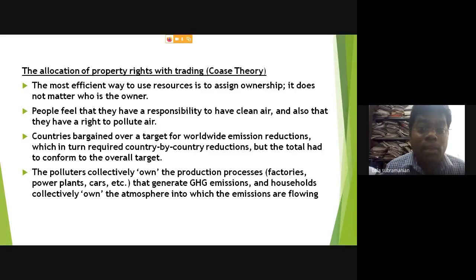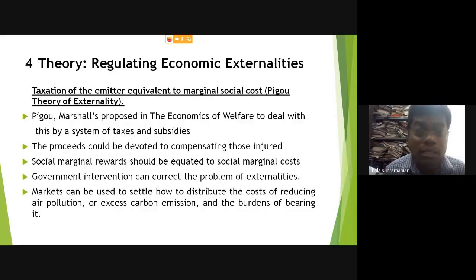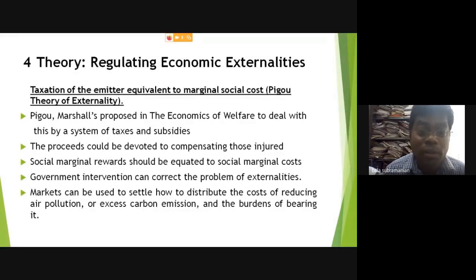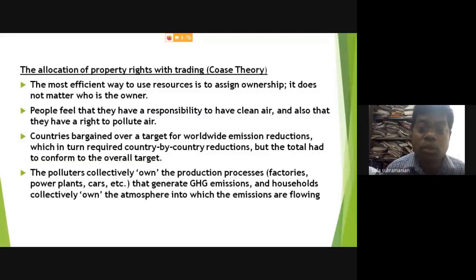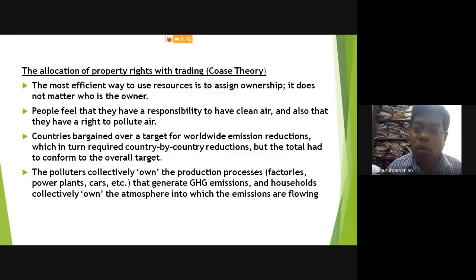Coase is the student of Pigou. Pigou is a neoclassical economist. So Coase, the student of Arthur Cecil Pigou, criticized his own teacher and guide. What is his argument? The most efficient way to use a resource is to assign ownership. It does not matter who is the owner.